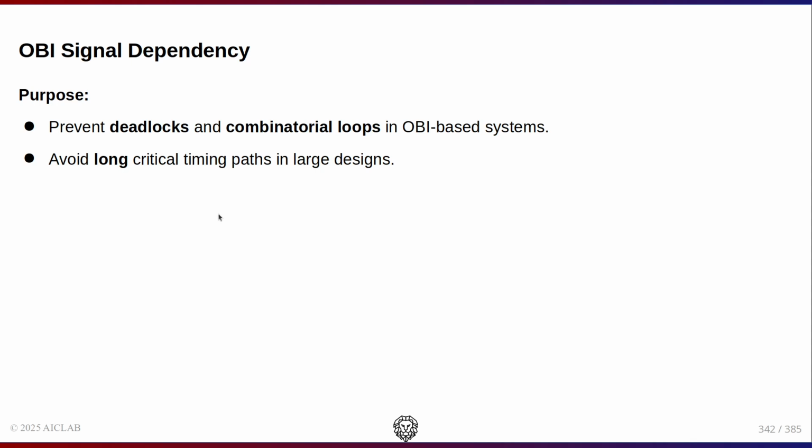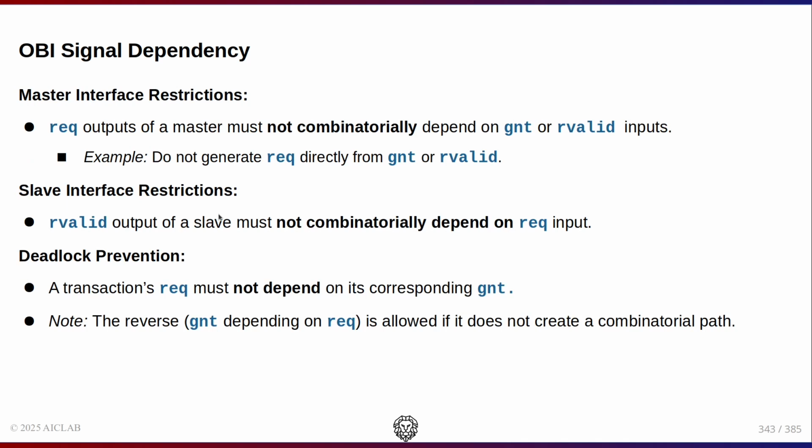OBI signal dependency. To avoid deadlocks and combinational loops, it's very important to pay attention to signal dependency. Master interface restrictions. For the master interface, it's critical that the request outputs do not combinationally depend on the grant or RVALID inputs. Do not generate a request directly from grant or RVALID. This helps prevent circular dependencies that can lead to unexpected behavior.